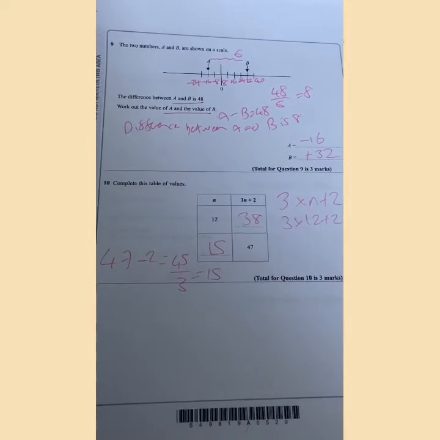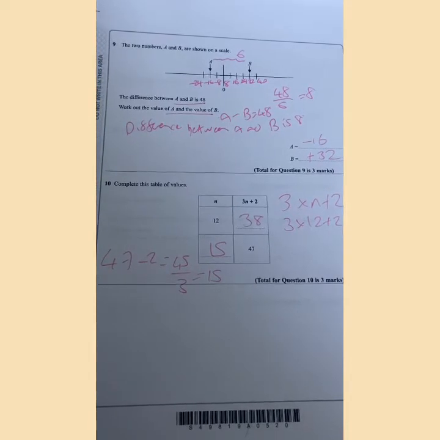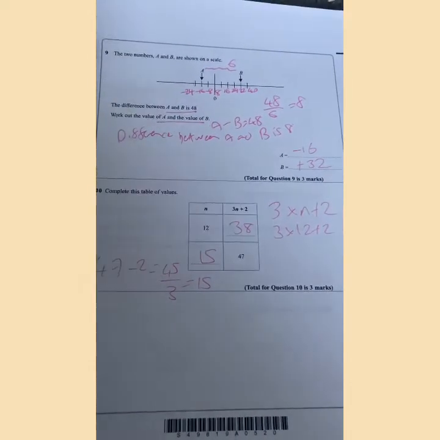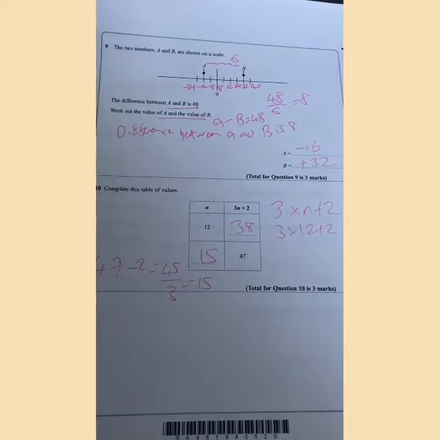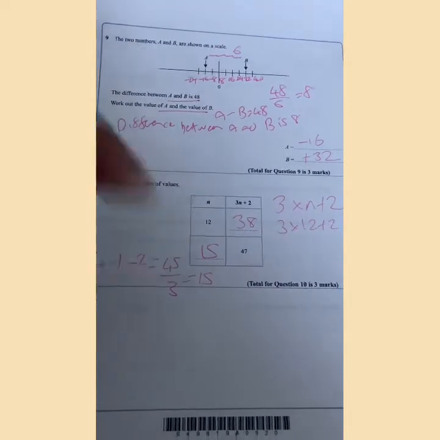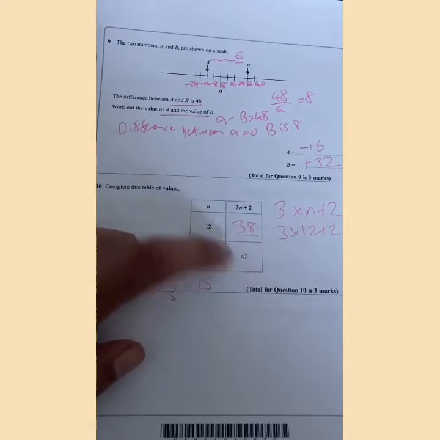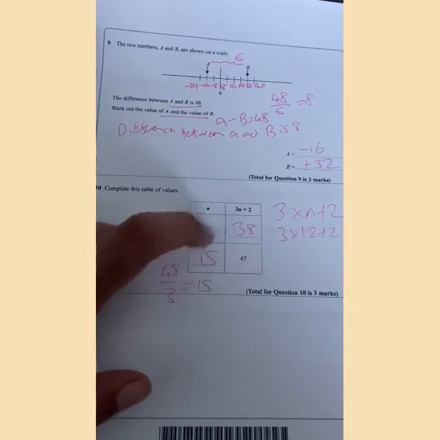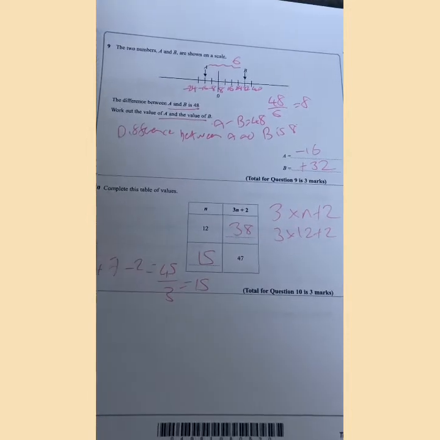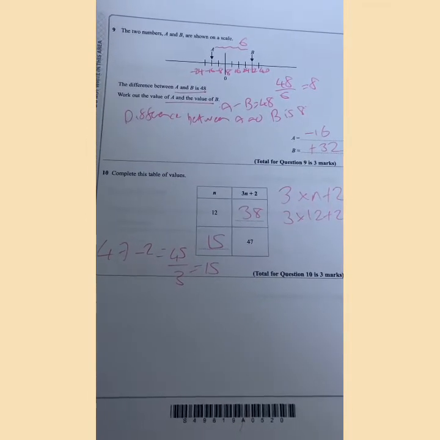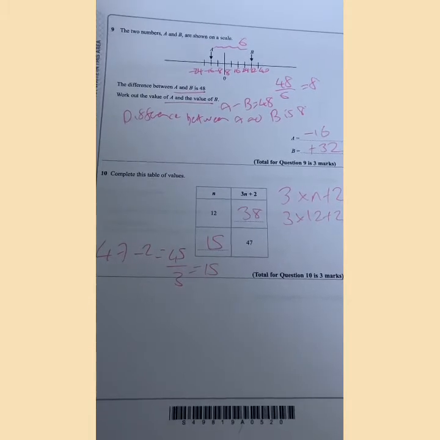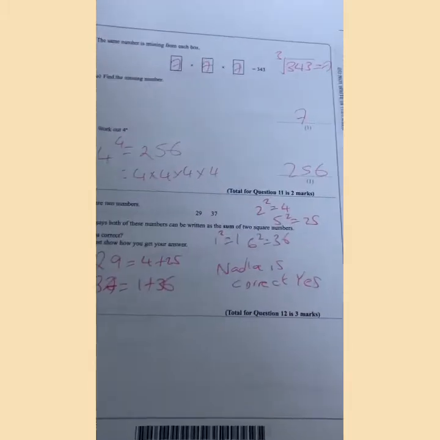Okay. Question 10. Complete the table of values. N, 3n plus 2. 3n plus 2 means 3 times n plus 2. So 3 times 12 is 36 plus 2 is 38. This time I've got to work backwards. So I've got 47 actually, and I've got to work out what n is. So I'm minus 2, and then I divide by 3. So I get 47 minus 2 is 45. Divided by 3 is 15.